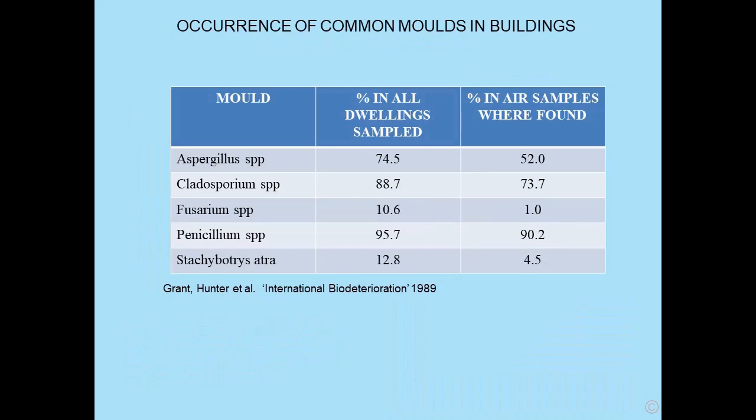Common moulds in buildings, there we are, another paper by Grant and Hunter, published in International Biodeterioration Bulletin. We can see there two of interest really; well, they're all quite of interest. You can see what the percentage is in all dwellings, but in air samples, two of them show distinctly low levels: Fusarium and Stachybotrys. Fusarium and Stachybotrys, I believe, have very large spores. They're not very good at being airborne, and I've been told the Stachybotrys spores are also sticky, probably intended to be picked up by flies and so forth.